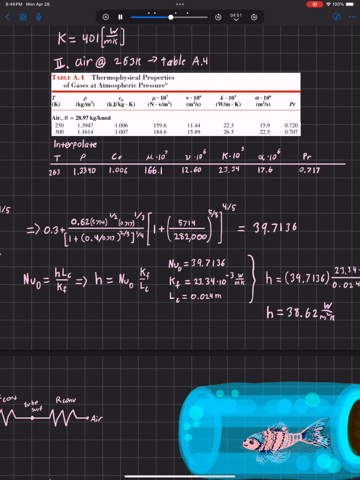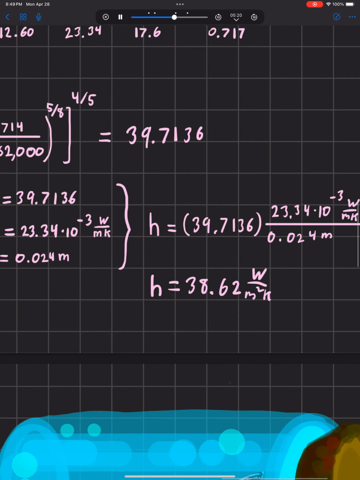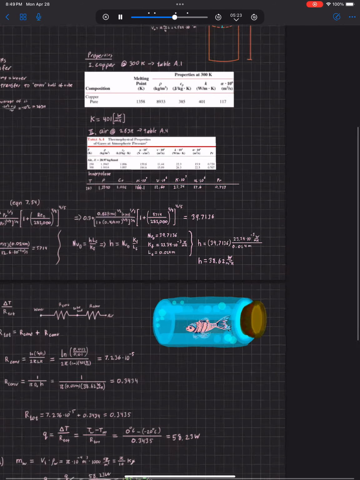So with this, you now know that the Nusselt number is equal to H times the characteristic length over Kf. It can be rearranged to H is equal to your Nusselt number times Kf over Lc. Your Nusselt number you now know is 39.7136, and your Kf, again from the tables, is equal to 23.34 times 10 to the negative 3 watts per meter Kelvin, and your Lc is equal to 0.024 meters. From all this, you can plug it in to find your H, and you find that H is equal to 38.62 watts per meter squared Kelvin.